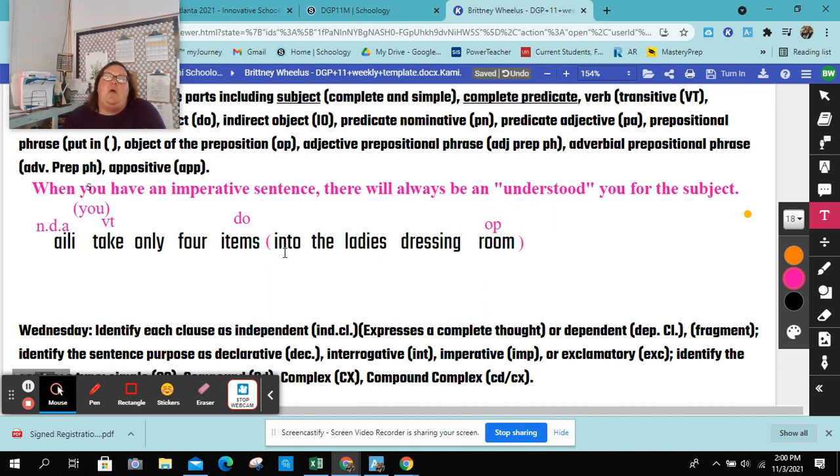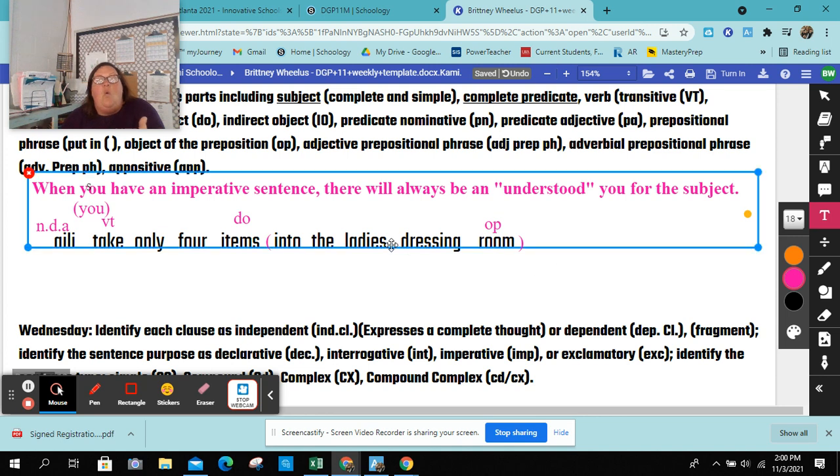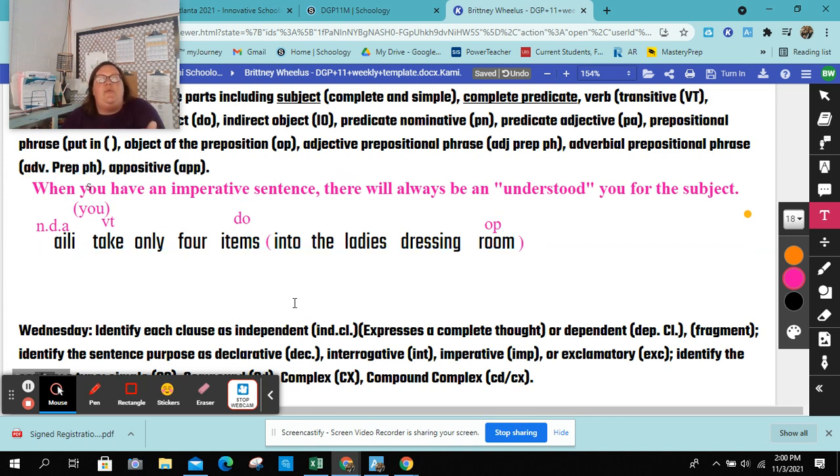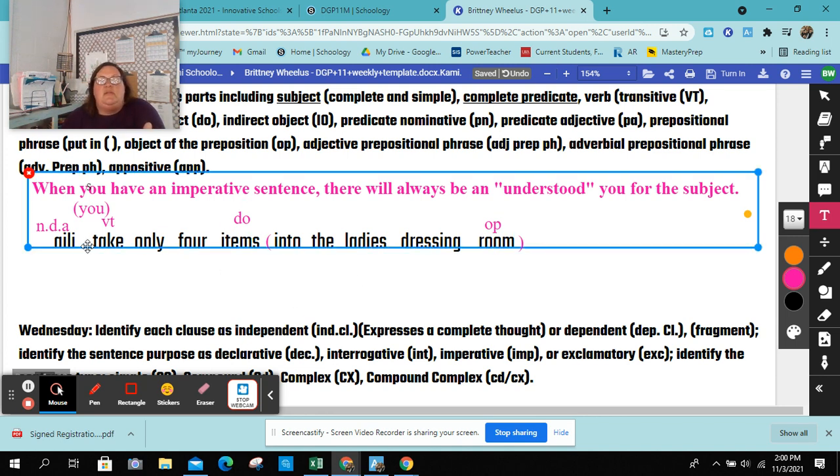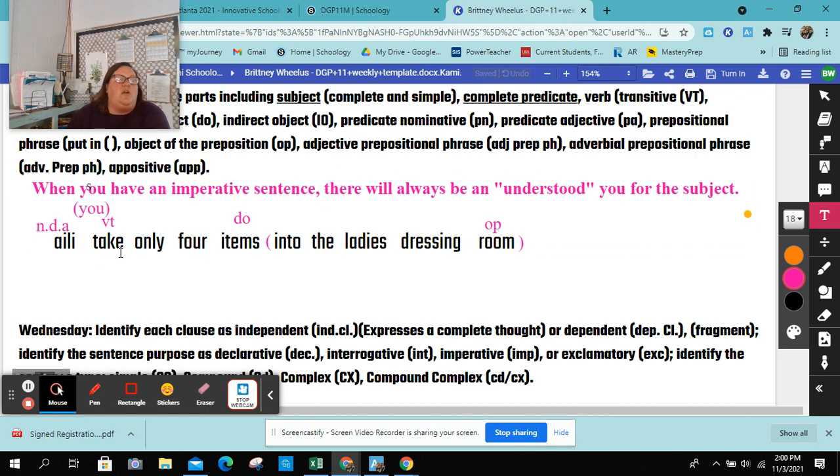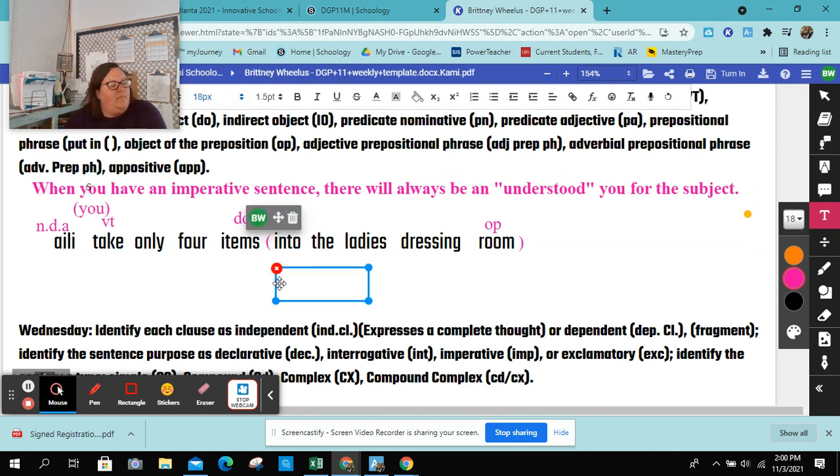Now, we need to take only 4 items where? Into the dressing room. What are we doing with these items? Taking them. Okay, so into the dressing room modifies the verb take. Did I say it right? Yes. Okay. One question as an answer: take them where?